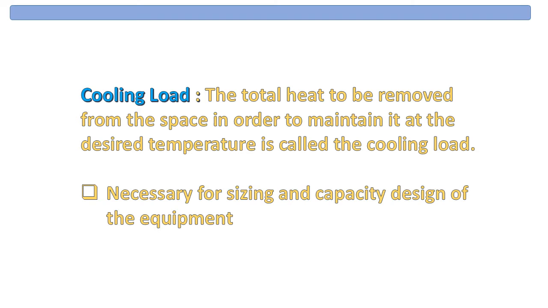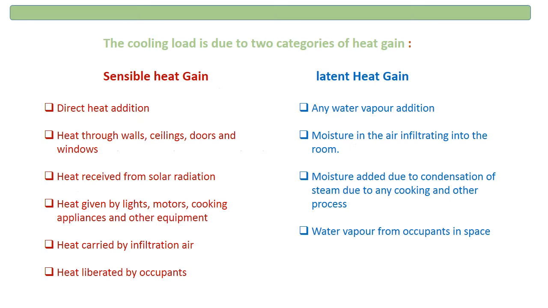And similarly, your humidity level is also to be maintained in that space. So that also adds to your cooling load. The contribution to the cooling load may be sensible heat gain or latent heat gain. Sensible heat gain is the change in the dry bulb temperature of the air present in this conditioned space. If your temperature is changing, that is adding to the sensible heat gain. If there is addition or change in the moisture level or water vapor level in the air, then it is adding to the latent heat gain part.